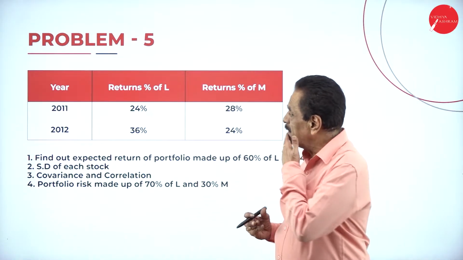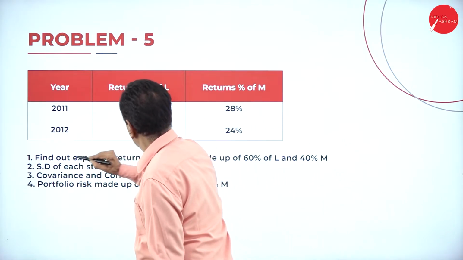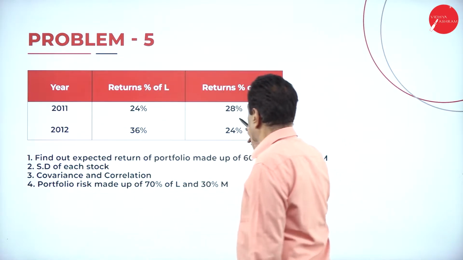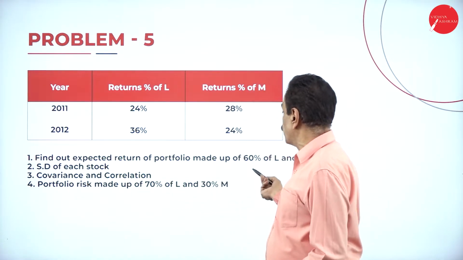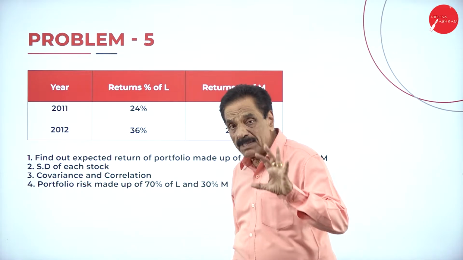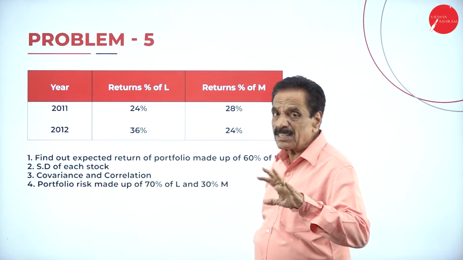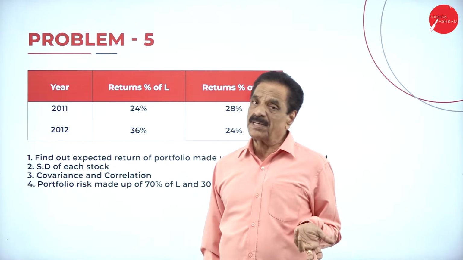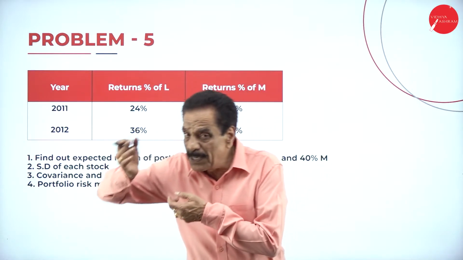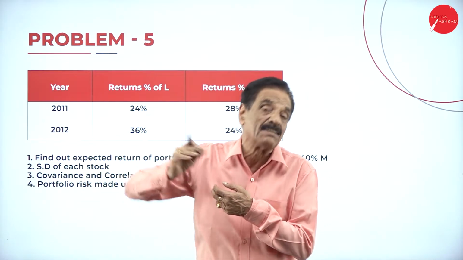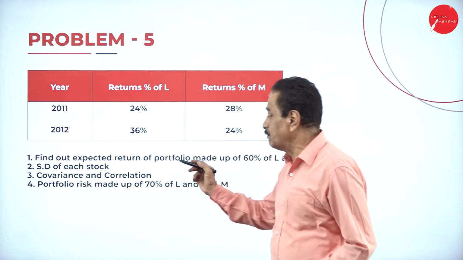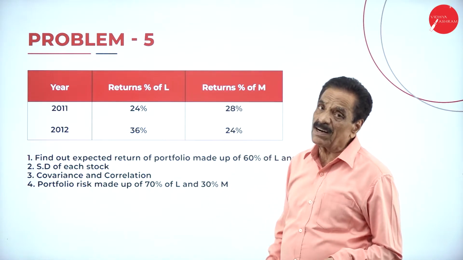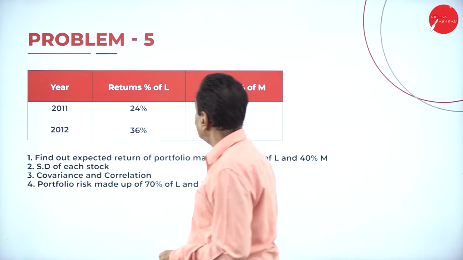So the problem is given. Year 2011, 2008, 24%, 36%, 28%, 24%. Find the expected return of the portfolio made up of these. When the probability is not given, it is called ex post return. If the probability is given, it is called ex ante return. It's ex post here because no probability is given. So instead of expected return, we call this average return.